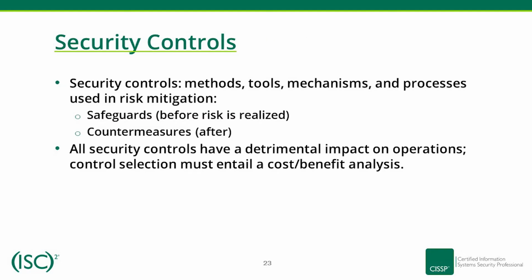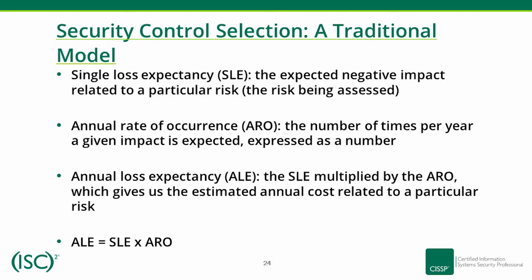Security controls. Security controls are the methods, tools, mechanisms, and processes used in risk mitigation. Safeguards act before risk is realized; countermeasures act after. All security controls have a detrimental impact on operations. Control selection must entail a cost/benefit analysis. Security control selection, a traditional model.